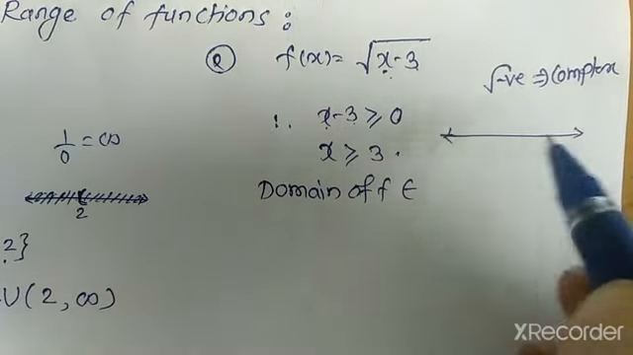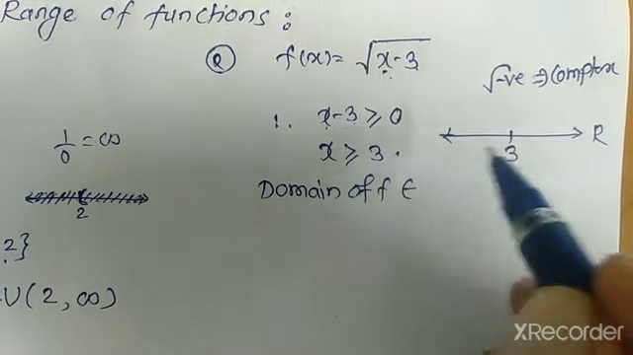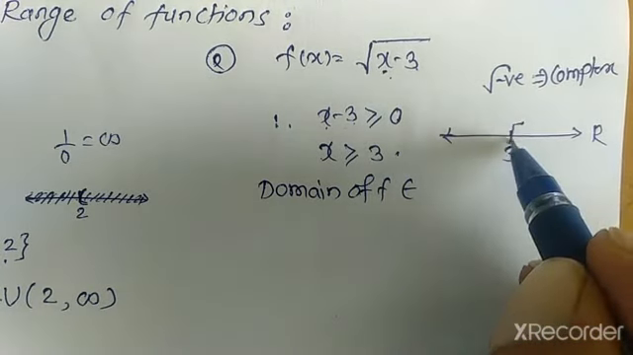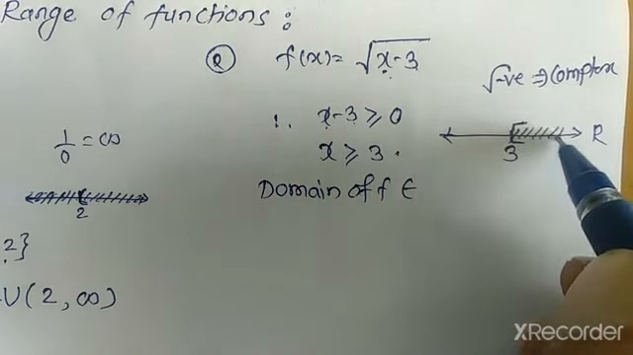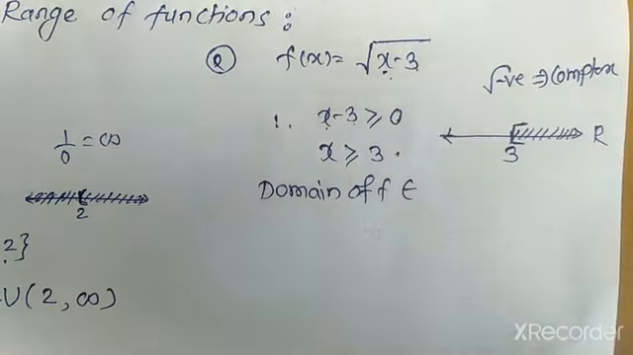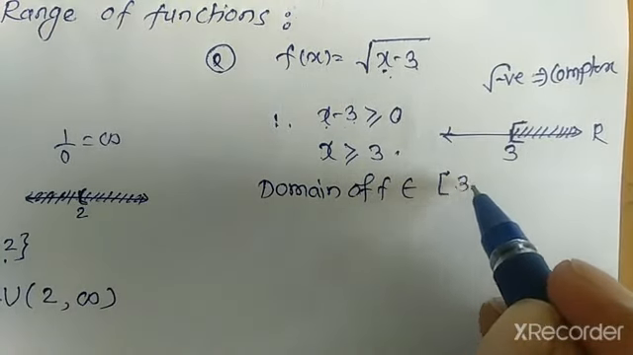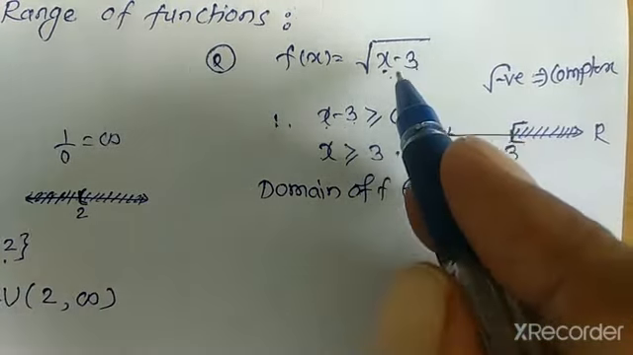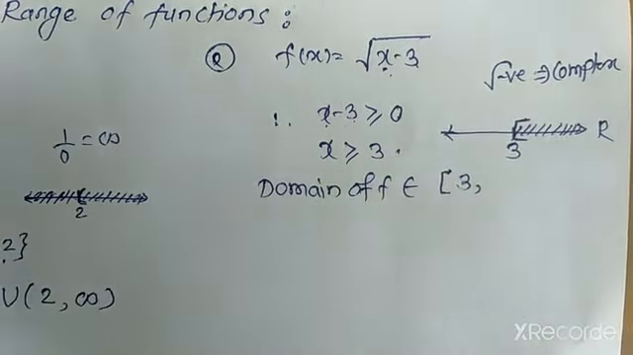If we represent it on a real line, also known as the number line, greater than or equal to 3 means your set will contain values from 3 onward. This is denoted by this type of bracket. So the domain of f can be written with a closed bracket at 3 because 3 is contained in it, because 3 minus 3 is 0 and root of 0 is 0, so it will be a real number.